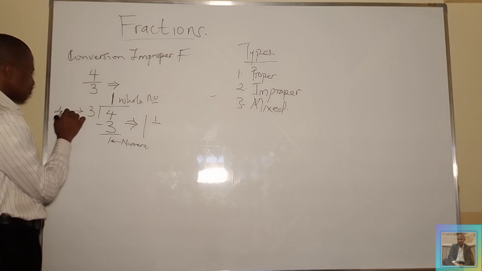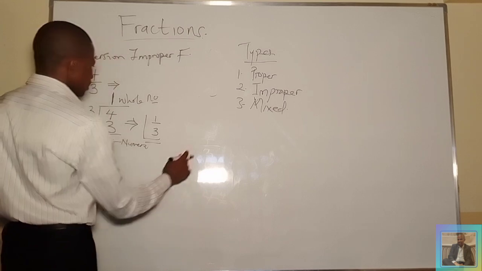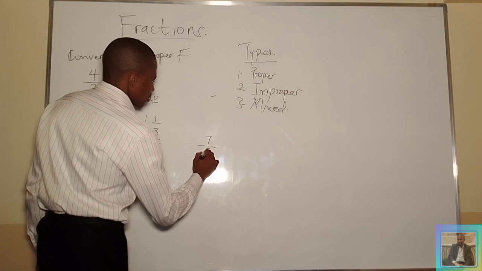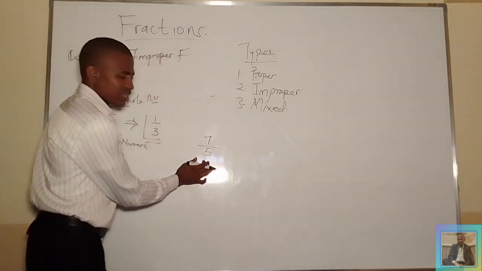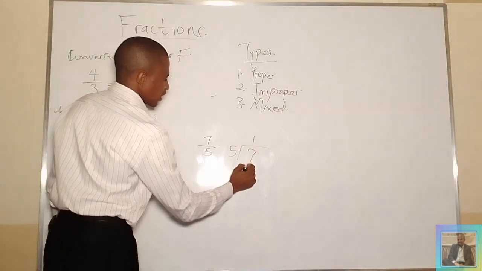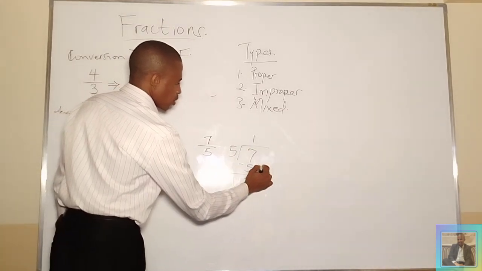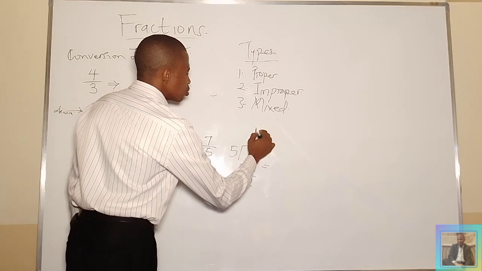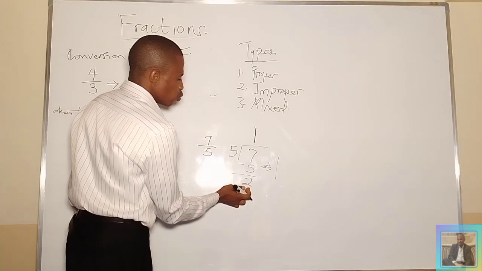Let's look at another example. We are converting 7 over 5 to a mixed fraction. We'll say how many 5s can we see in 7? Just 1. 5 times 1 is 5. 7, taking away 5, we have 2. So what is usually on top? The quotient is usually the whole number 1, over what remains. The remainder will be the numerator 2, while the divisor will be the denominator.